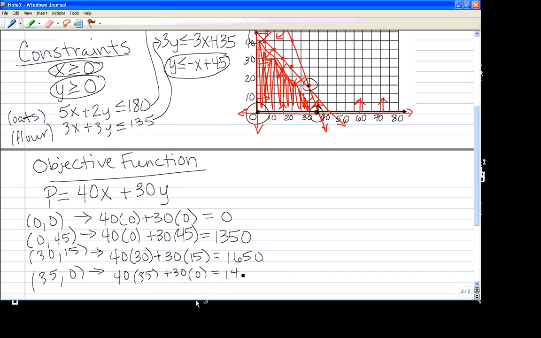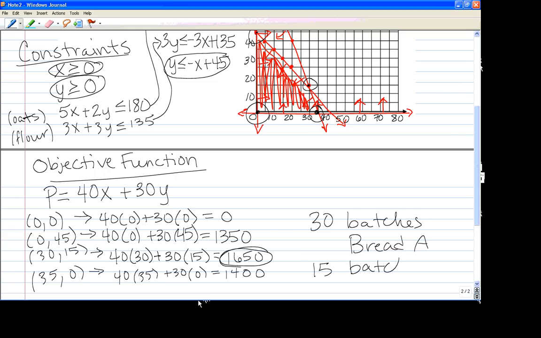We're looking to maximize our daily profit. That means that we need the largest profit available, which is 1,650. So we need 30, which we get from that x value, batches of bread A, and 15 batches, which is our y value, of bread B. And that will maximize our daily profit.